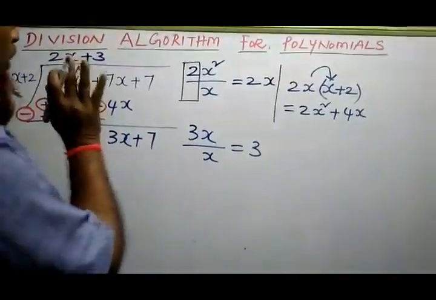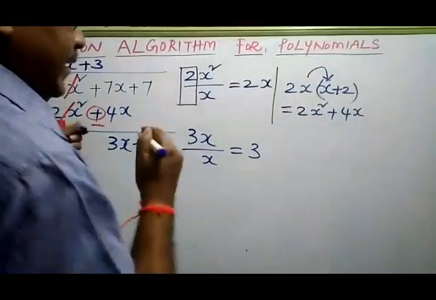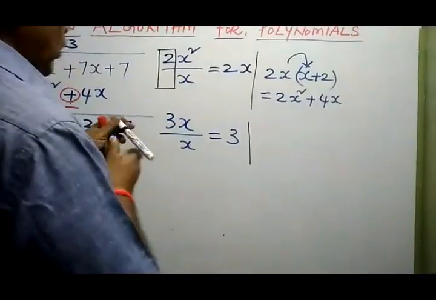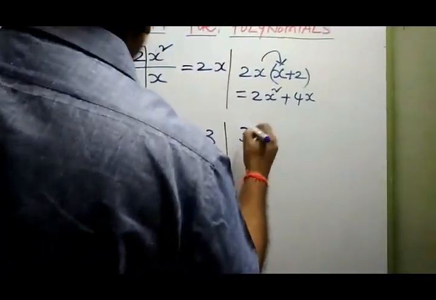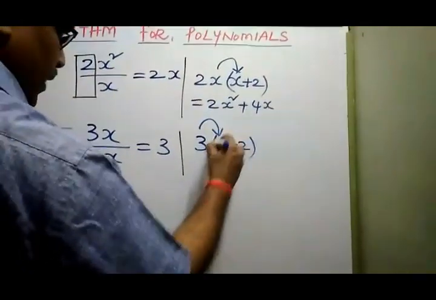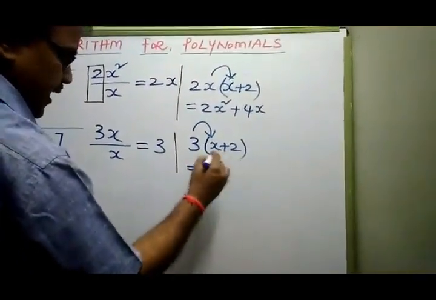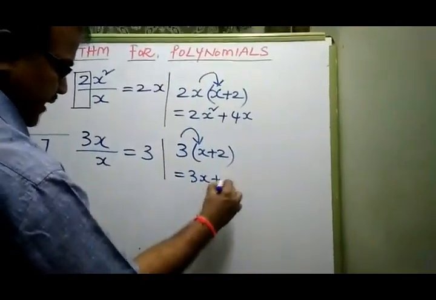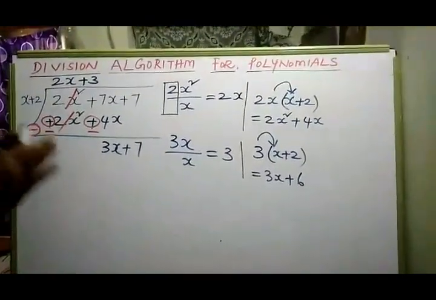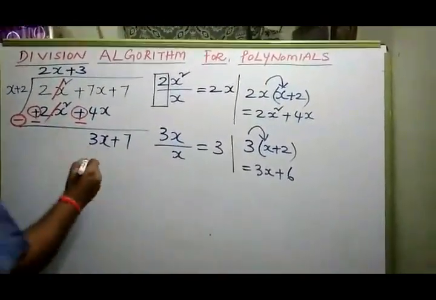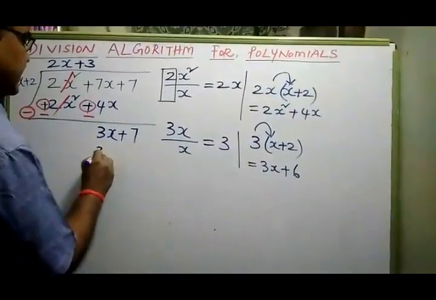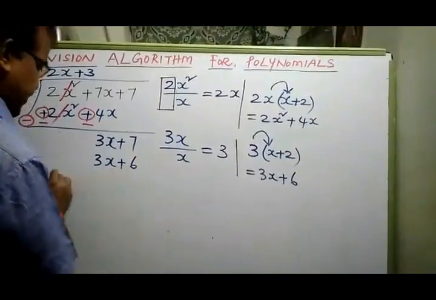Put plus 3 in the quotient part: 2x plus 3. Now multiply this 3 into the divisor, 3 into x plus 2. By the distributive property, 3 into x is 3x, and 3 twos are 6. Again, place this new result below the new dividend. So the new result is 3x plus 6. Again, subtraction.